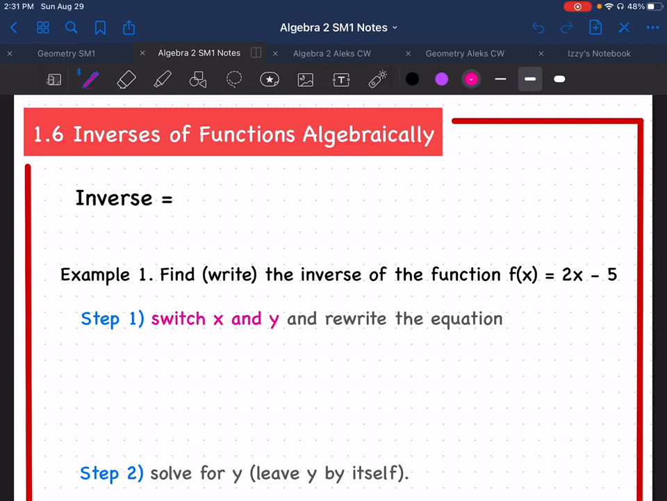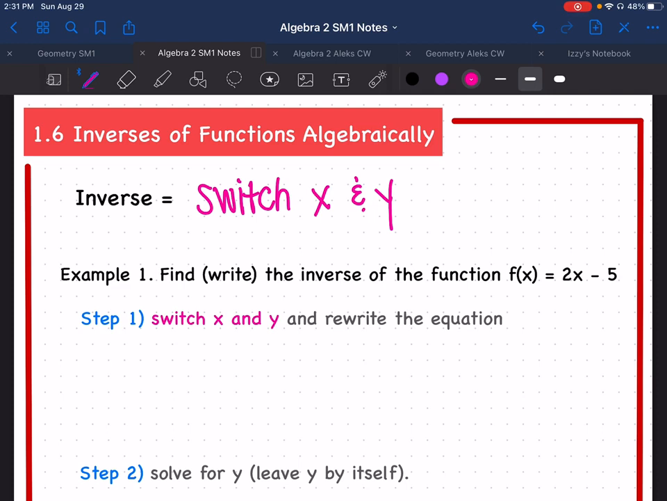Today's lesson is 1.6, Inverses of Functions Algebraically. Just a quick reminder, to find the inverse of a function, we are simply going to be switching the x with the y. So we're going to be switching x and y. Let's go ahead and do example 1.